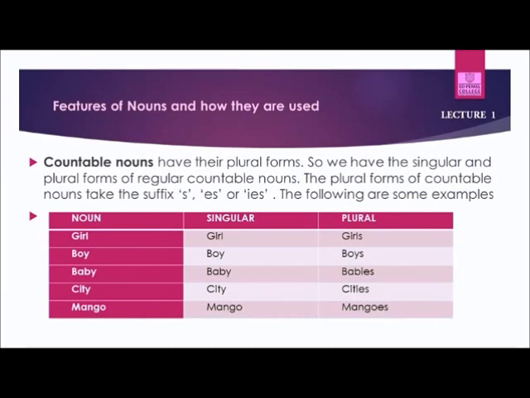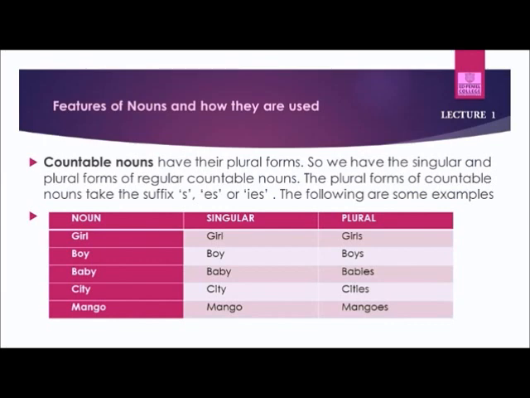Under the countable nouns, we have the regular countable nouns and then the irregular countable nouns. For the regular countable nouns, when they are more than one and you want to indicate their plural forms, what we do is add the suffix s, es, or ies to show that they are more than one. For example, we have girl, which is singular, and then girls becomes the plural. We have boy, boys. We have table, tables. We have city, cities, and a few others.